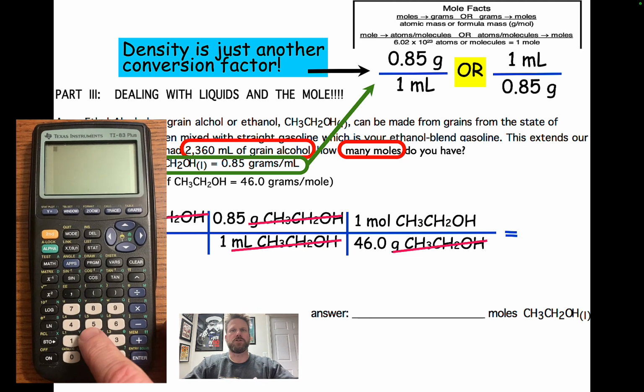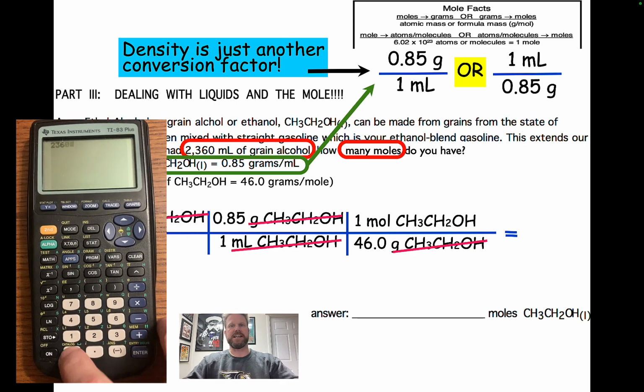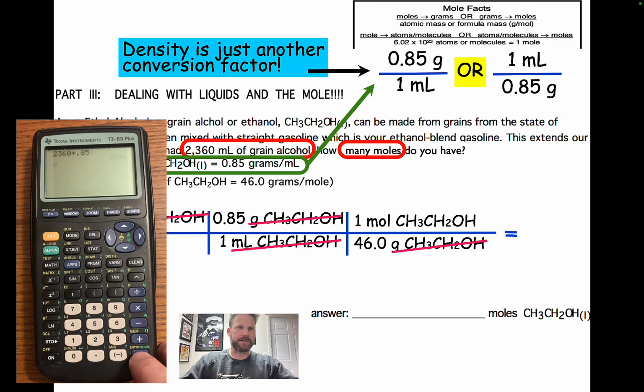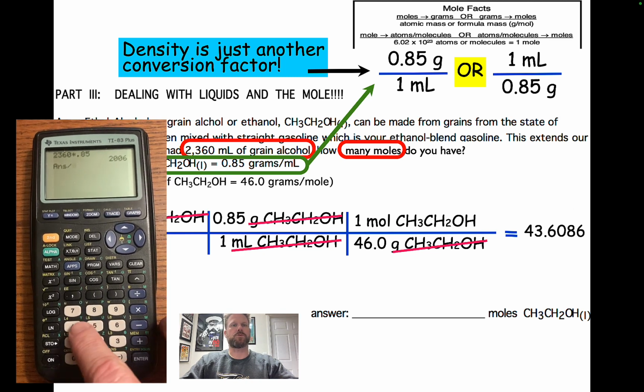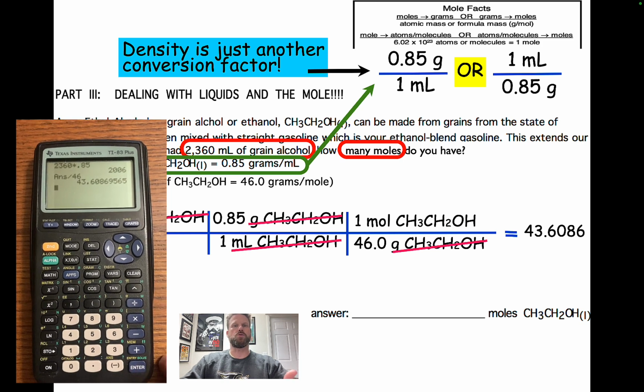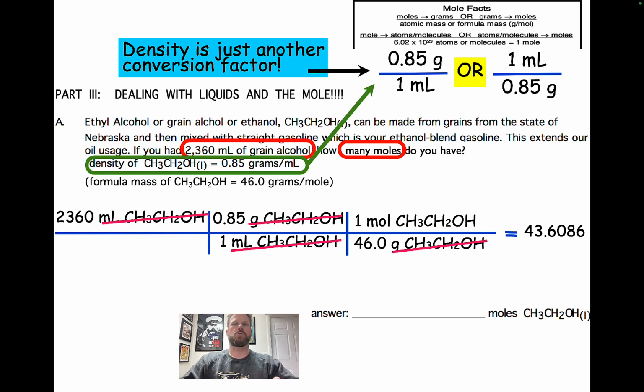In this case, we need to multiply 2,360 times 0.85, then divide by 46. This will give us 43.6086 moles of CH3CH2OH. The number given to us in the problem has 3 significant figures, so the answer can only have 3 sig figs. The correct answer to this problem is 43.6 moles of ethanol.